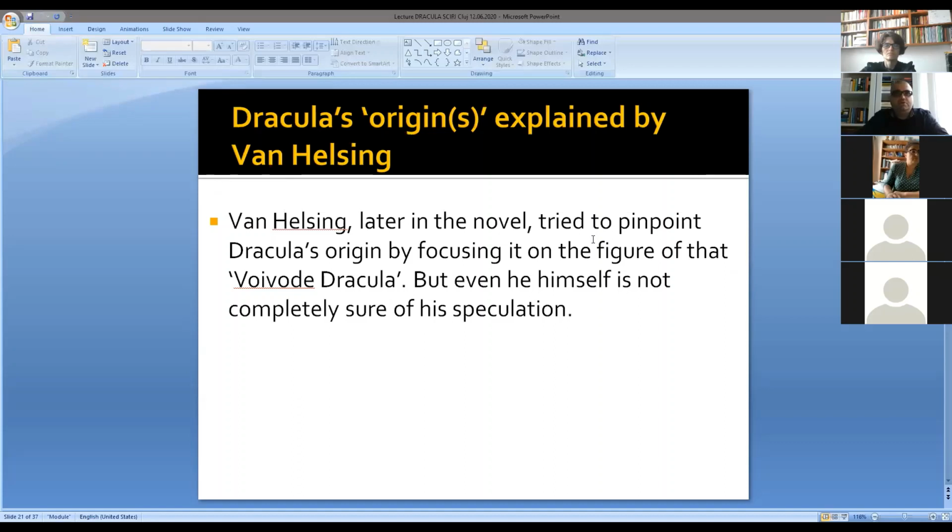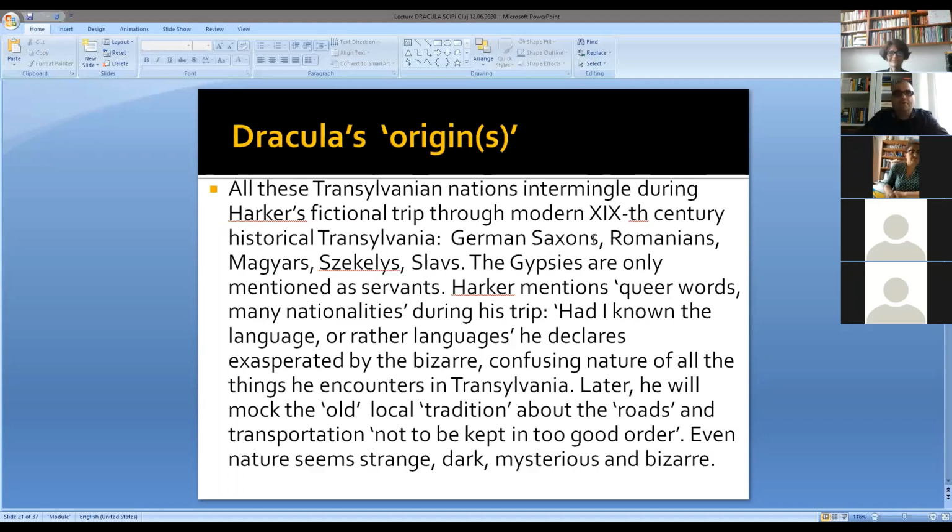About the origins of Dracula, we have another reference in the novel, by Van Helsing, who later, in the middle of the novel, tries to pinpoint Dracula's origin by focusing on the figure of that voivode Dracula he speaks about. But he makes no further reference to whether the voivode Dracula was of that blood or not. Even the character himself is not completely sure of his speculation. So the question of Dracula's origin remains unexplained. It remains a mystery in the novel.